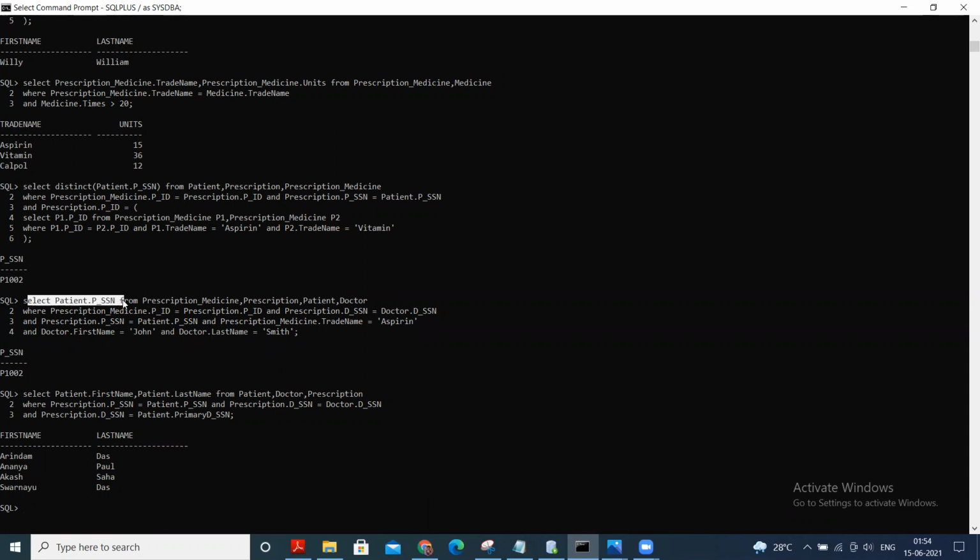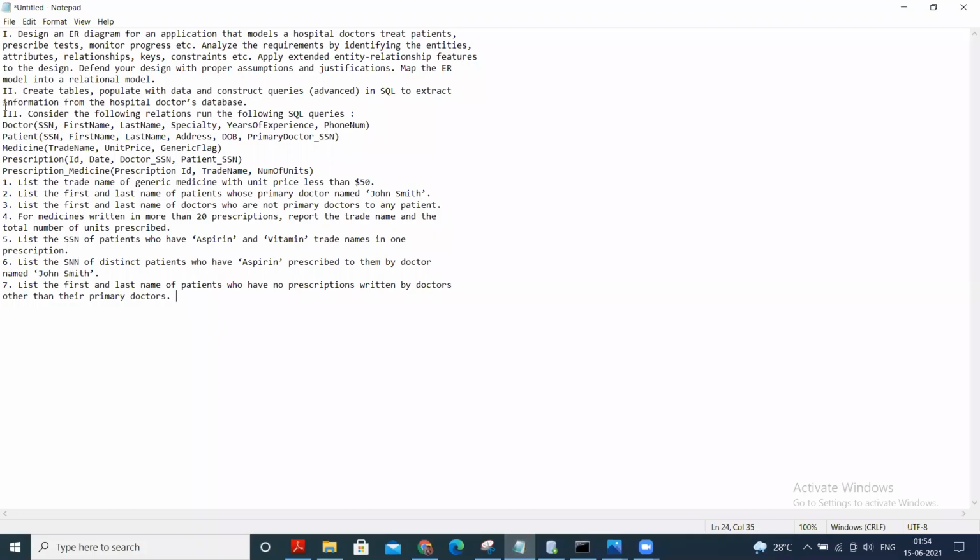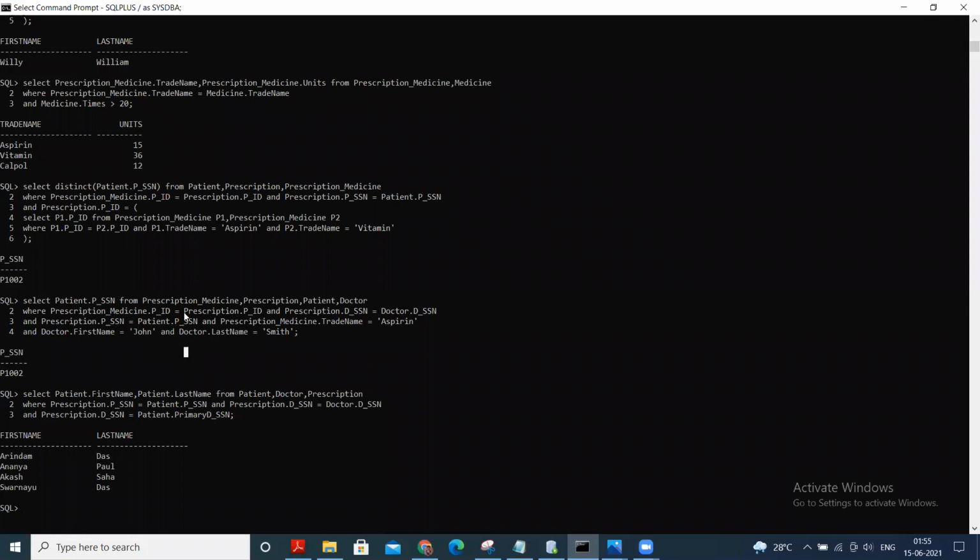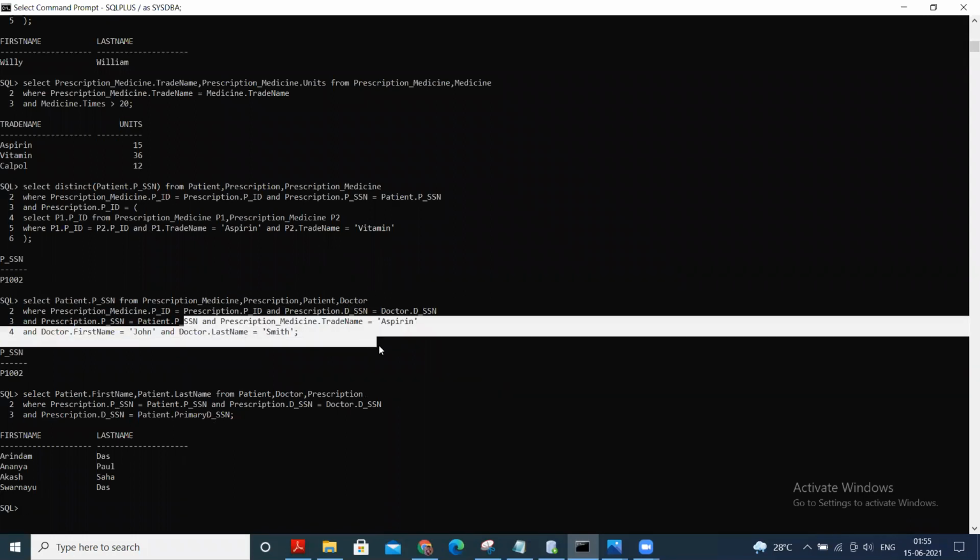So select the patient.pssn from prescription, patient, doctor, where prescription medicine.pid equals prescription.pid and prescription.dssn is equal to doctor.dssn and prescription.pssn is equal to patient.pssn and prescription medicine.trade name is equal to aspirin, as we have patients who have aspirin prescribed to them by Dr. John Smith. Okay, so the doctor must be John Smith and John Smith prescribed the medicine aspirin. Check here. Okay.